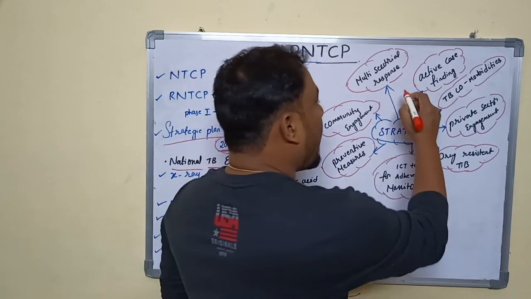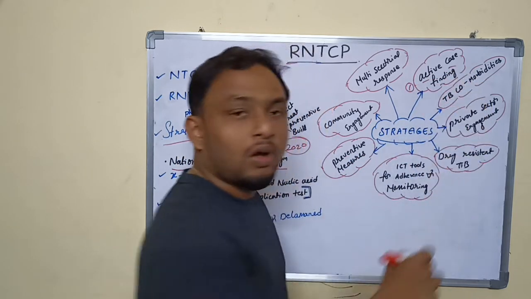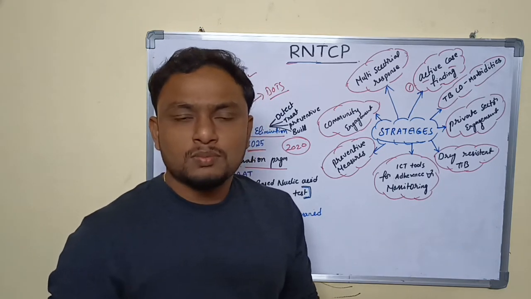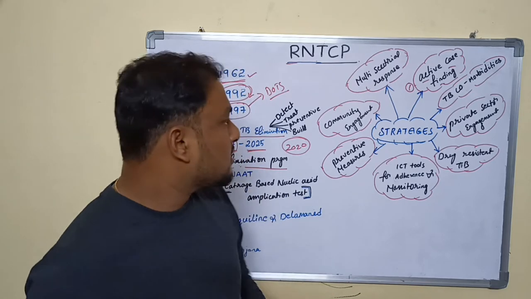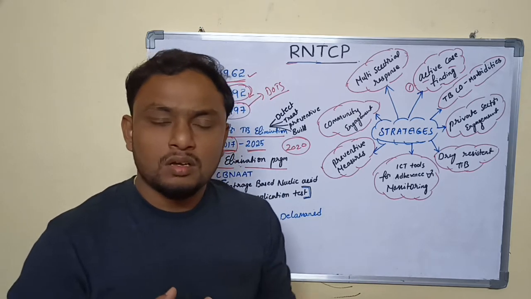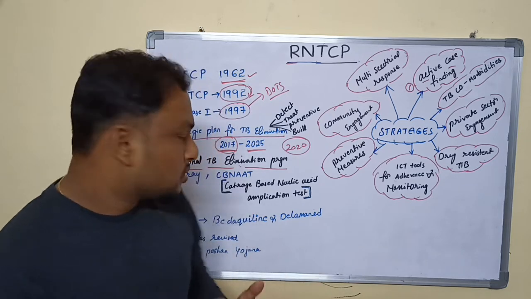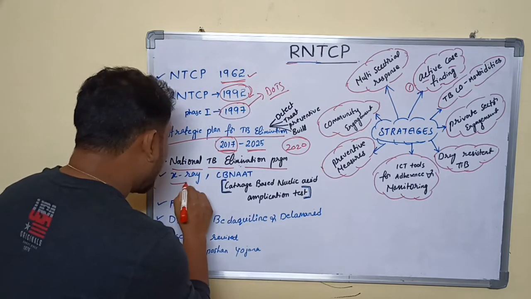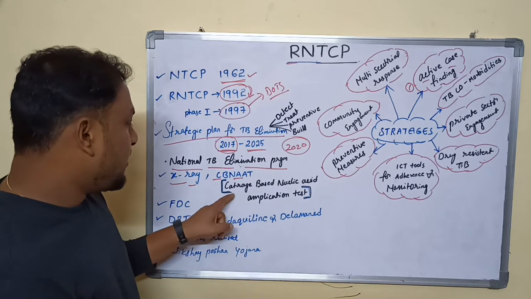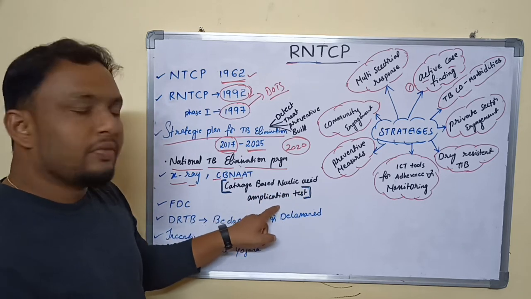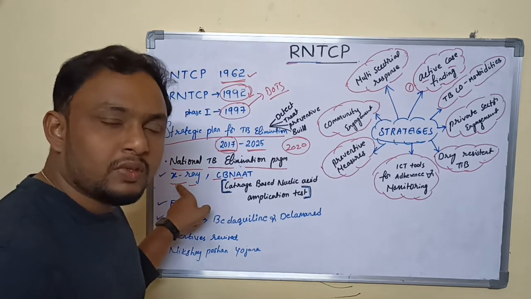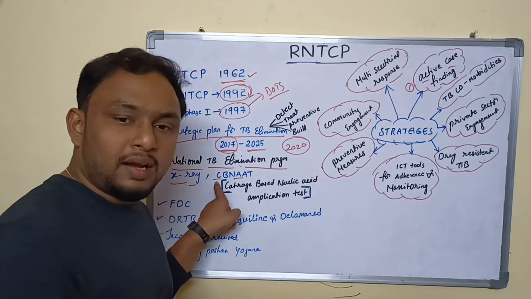First one is active case finding. How to find the active cases? To reach the unreached places like slums, tribal areas, hilly areas, by active detection and active diagnosis. For that, they implemented new diagnostic techniques like X-ray and CBNAAT. What is CBNAAT? Cartridge Based Nucleic Acid Amplification Test. So, they implemented chest X-ray for diagnosing the new cases and the CBNAAT test.